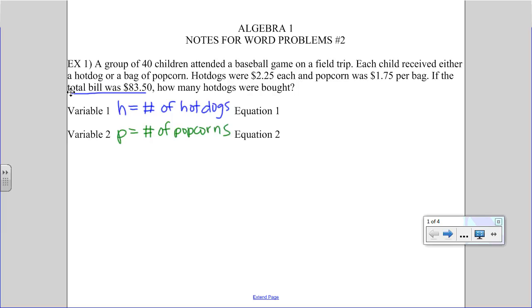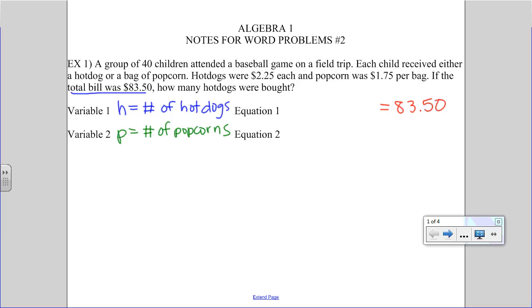All right. Now Matt was nice enough to tell us that our total was $83.50. So we're going to have an equation that equals $83.50. Well, this is money, correct? So I probably should have some other monies in this equation. So how did they get a total of $83.50?